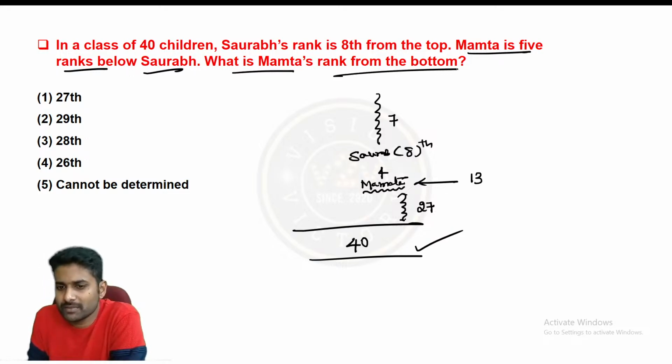Another question: what is Mamata's rank from the bottom? After Mamata, there are 27 people. We should include Mamata also. That's why the position from the bottom end is exactly equal to 28.